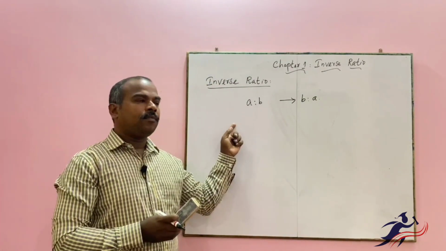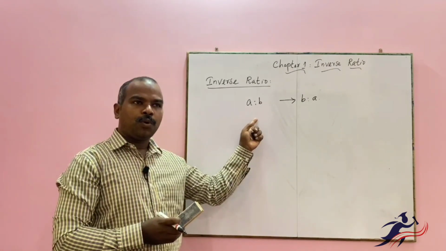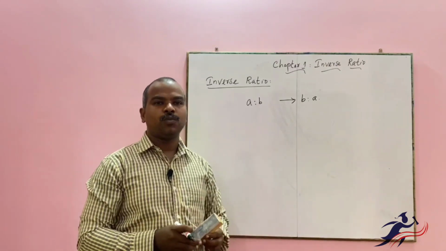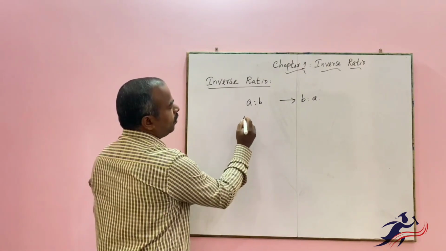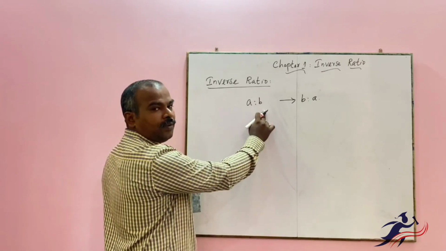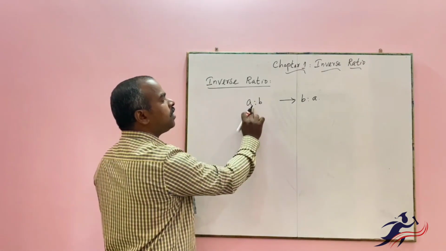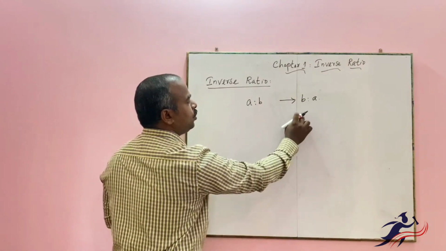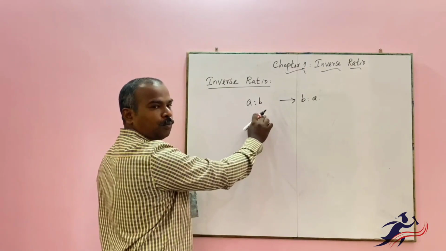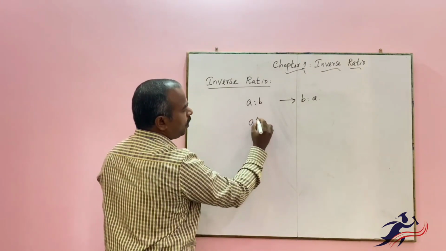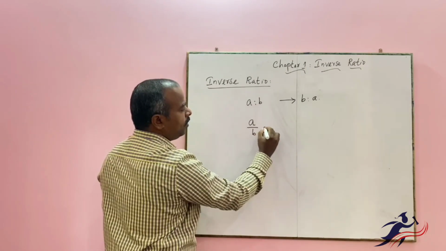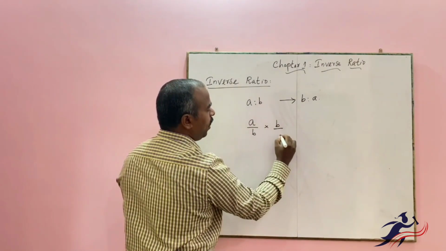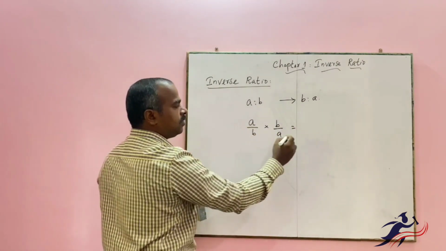If one ratio is the inverse of the other, then their product is 1. For example, A is to B is the given ratio, the inverse of A is to B is B is to A. When we multiply these two, that is, when we find the product of them, A is to B can be written as A by B into the inverse, that is B is to A, can be written as B by A. So when you simplify this, you get 1.